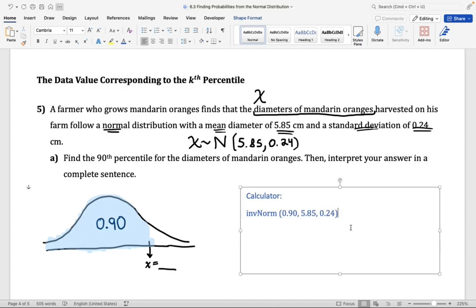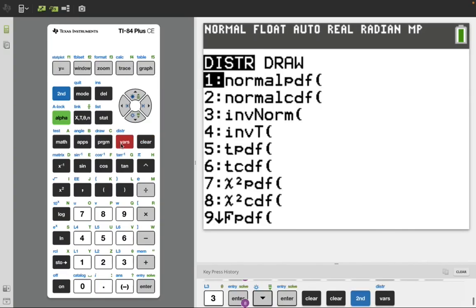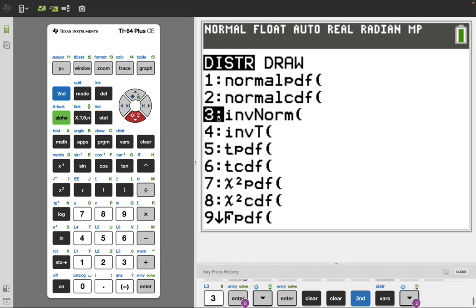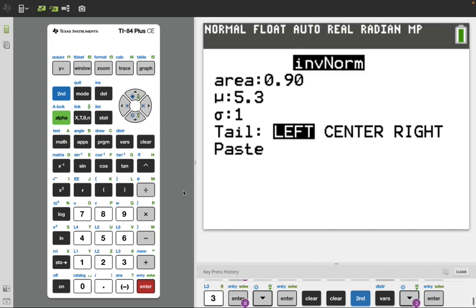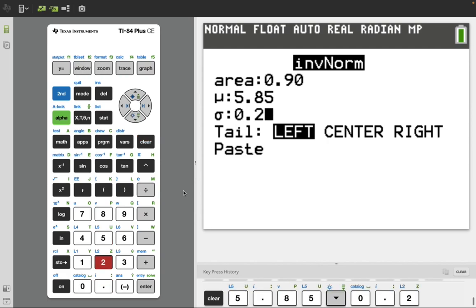Let me show you how to enter this on your calculator. We're going to click second vars to go to the distributions. Notice we have a list of the distributions. We're going to go down until we see invNorm. On my screen, invNorm is the third option. Now I'm going to click enter. Here I'm going to type in the area. Then I'm going to type in the value of the mean. The mean here is 5.85. The standard deviation is 0.24.